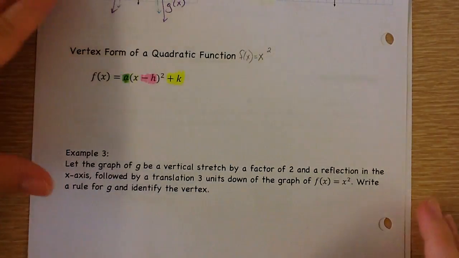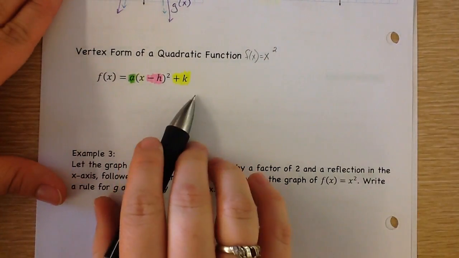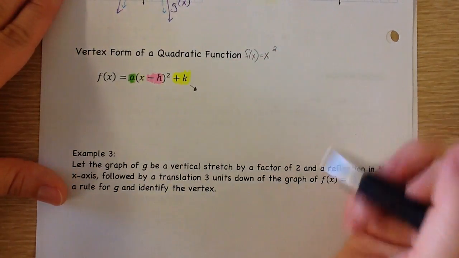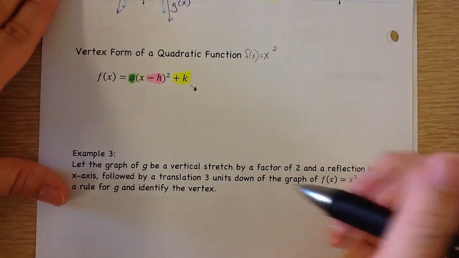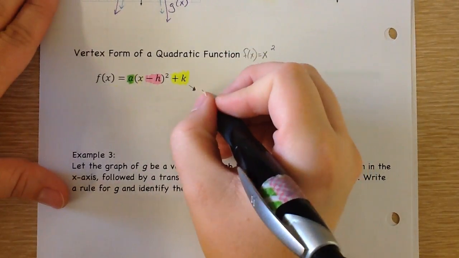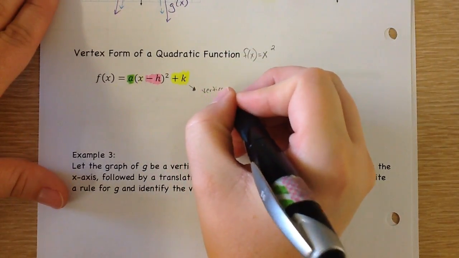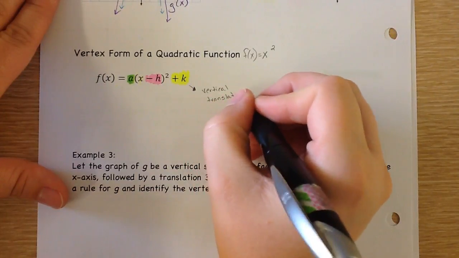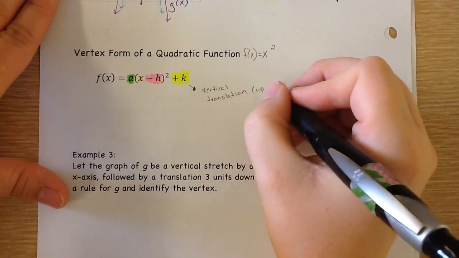Okay, so let's go ahead and do the most basic, the one we know for sure. This plus k on the end, that's going to do what? That's going to move it up and down. Remember, the plus k on the end indicates up and down. So this plus k is our vertical translation, up, down.